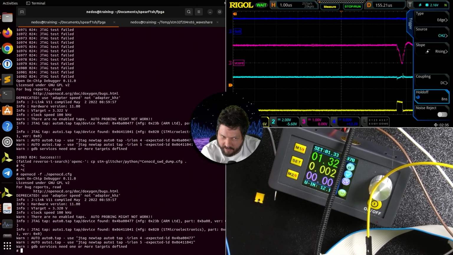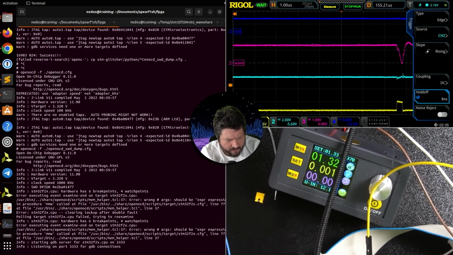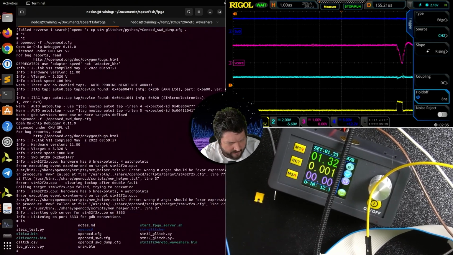It detected an ST microelectronics part using the scan chain. And so now we can actually try to SWD and dump memory. Boom, it's connected. Dump memory. So we have a memory dump.